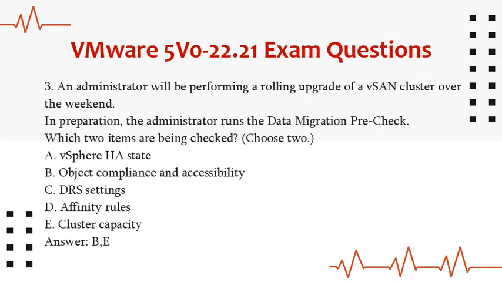3. An administrator will be performing a rolling upgrade of a vSAN cluster over the weekend. In preparation, the administrator runs the data migration pre-check. Which two items are being checked? Choose 2. A. vSphere host state. B. Object compliance and accessibility. C. DRS settings. D. Affinity rules. E. Cluster capacity. Answer: B, E.